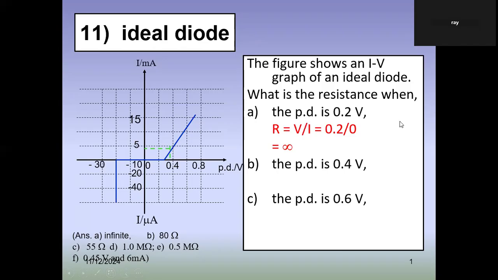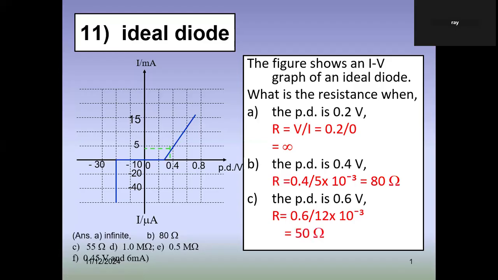And 0.4 volt, 5 milliampere, convert it to ampere, 80 ohm. And for 0.6 volt, about 12 milliampere, convert that, so it's 50 ohm. This calculation is just to show you that the resistance decreases as the PD increases.